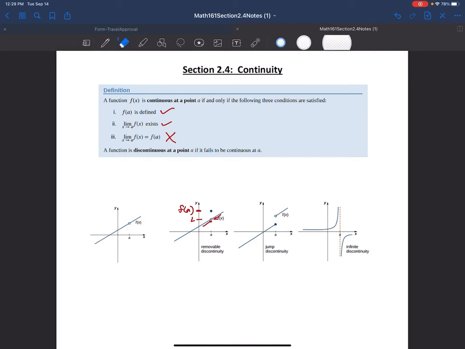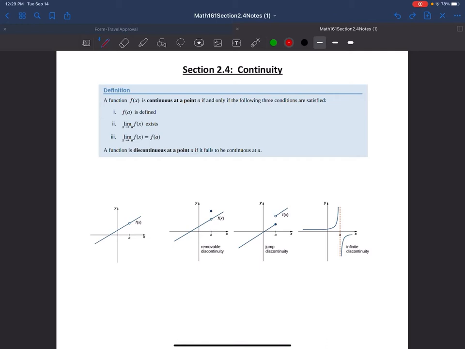So the first two are satisfied, the third one is not. We call that a removable discontinuity. We'll explain what that means later, but essentially a removable discontinuity is any discontinuity where if I just change the definition of the function at one point, I can fix the discontinuity. If I just change the definition at a to this instead, I change the value of the function at that one point to fix this discontinuity. So that's what it means to be removable.